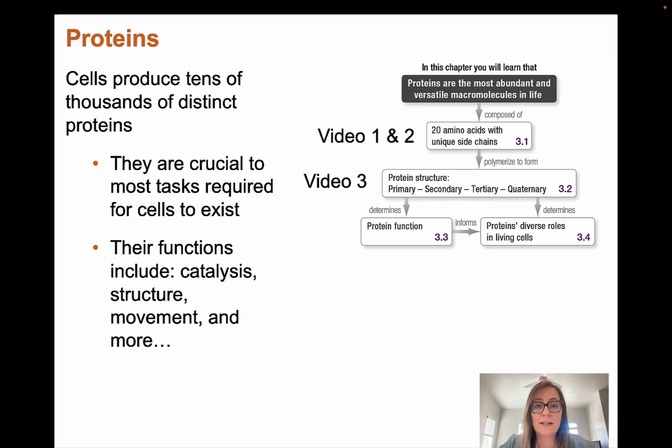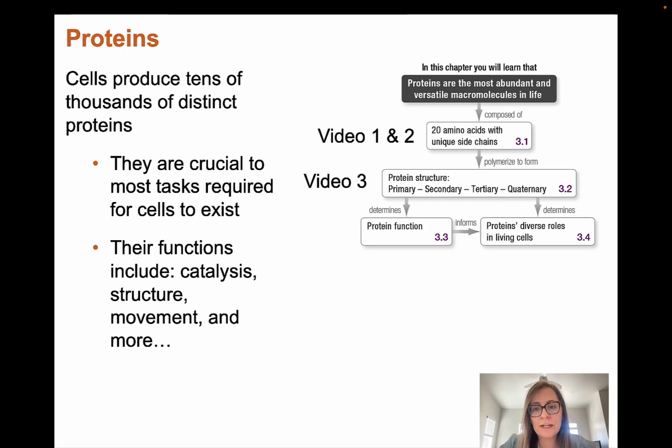Today we're going to be talking about proteins. Cells produce tens of thousands of distinct proteins, and they're really the taskmasters of cells. They're required to carry out essential functions for the cells, including catalysis, making up structural proteins, helping cells move, and much more that we'll talk about in today's material.